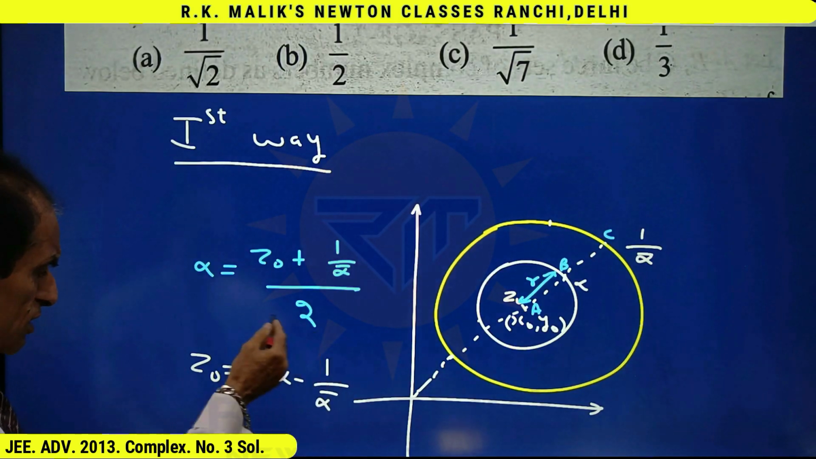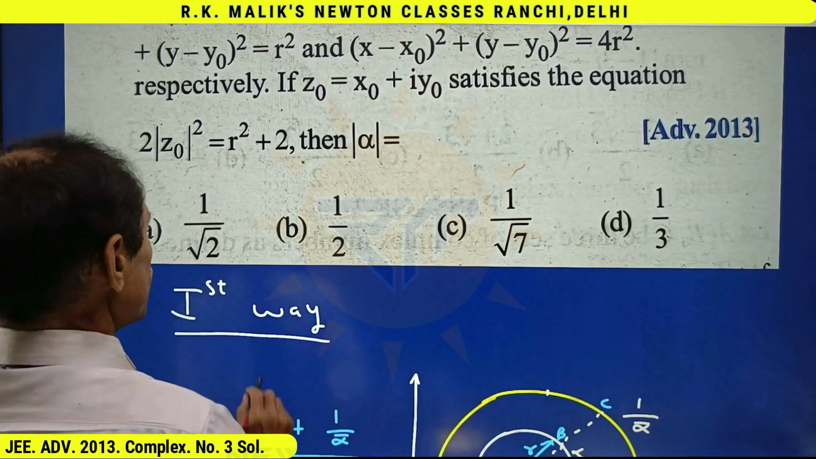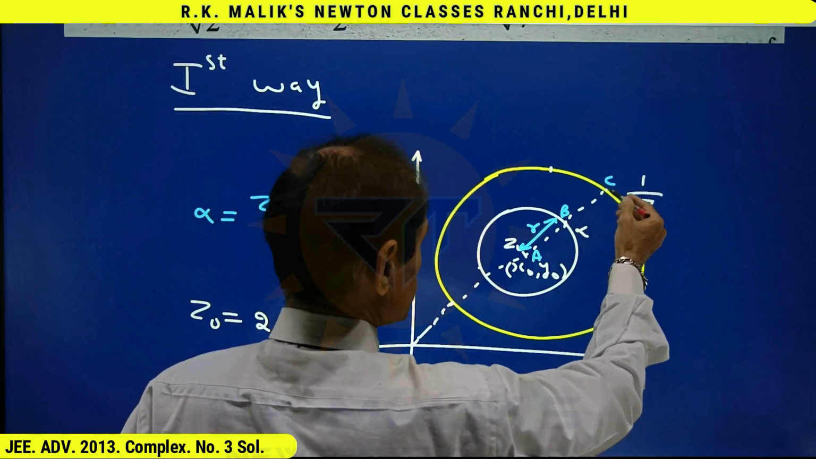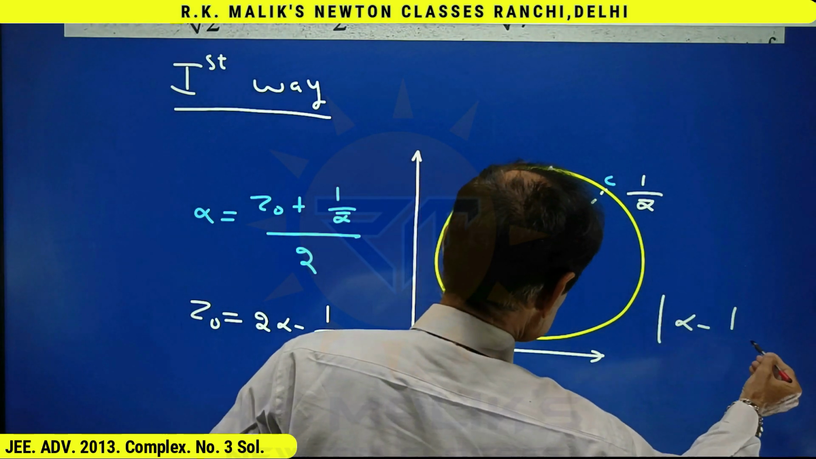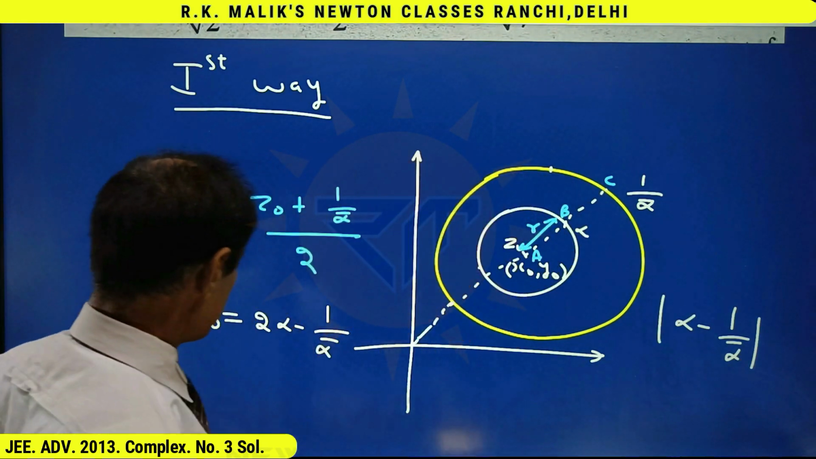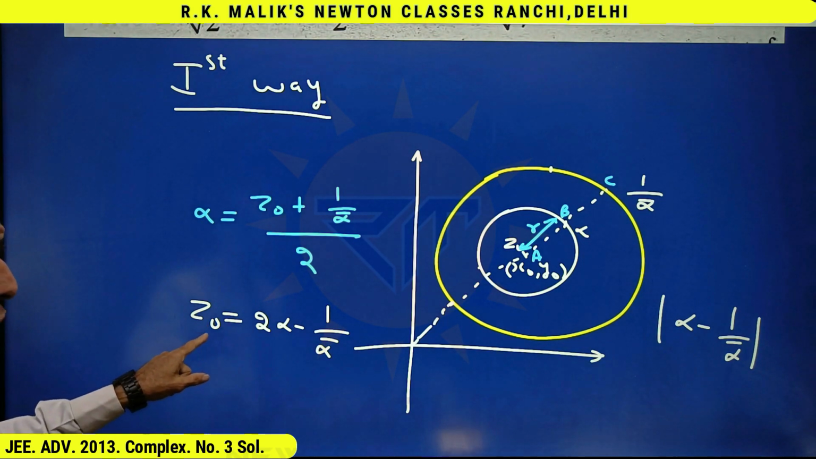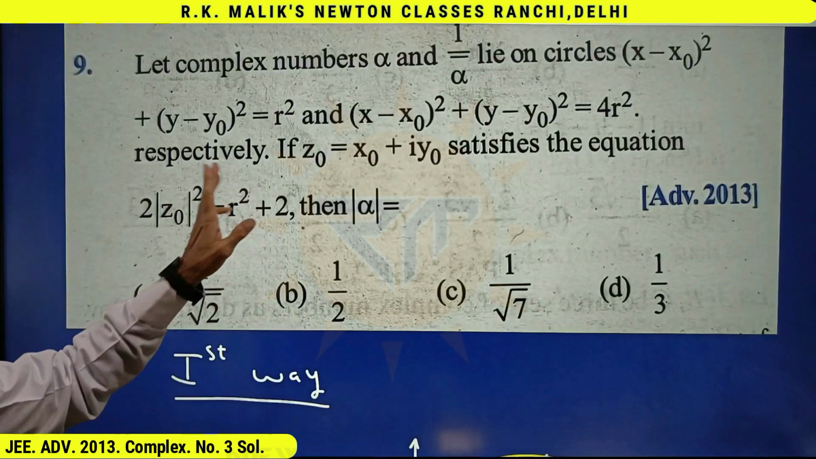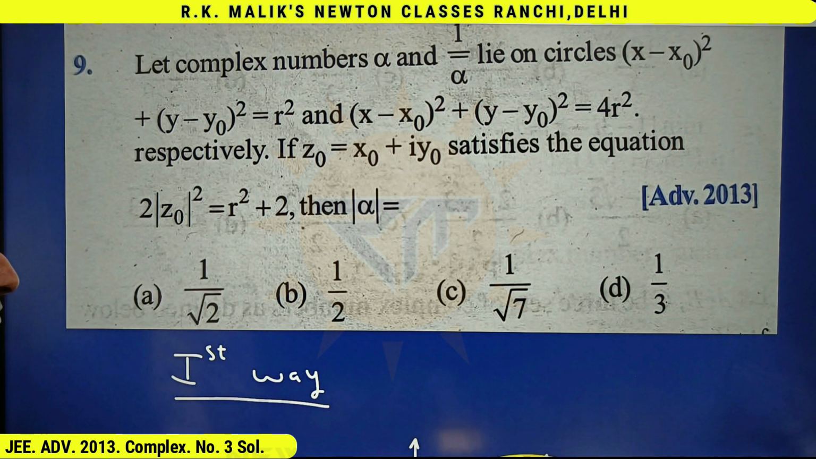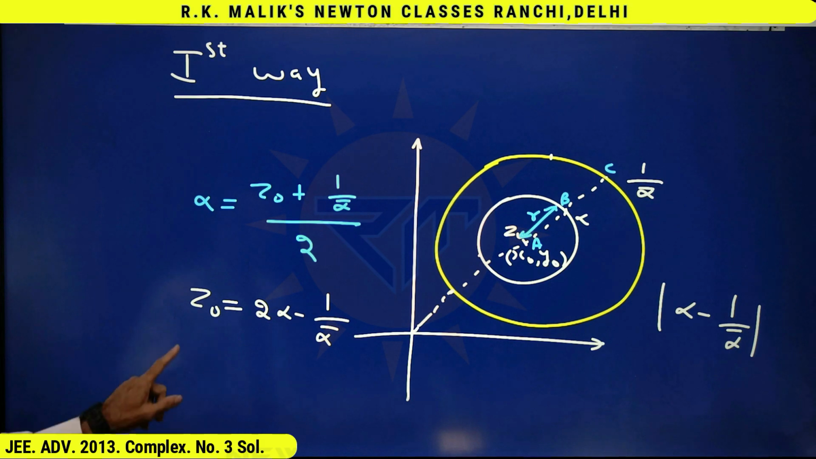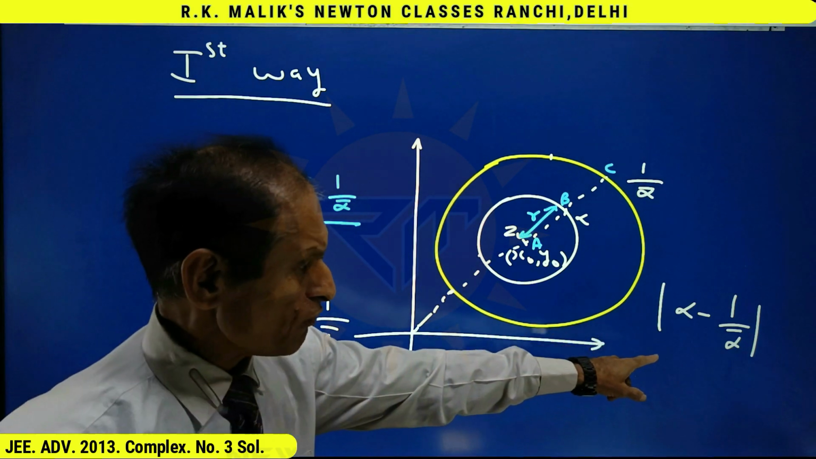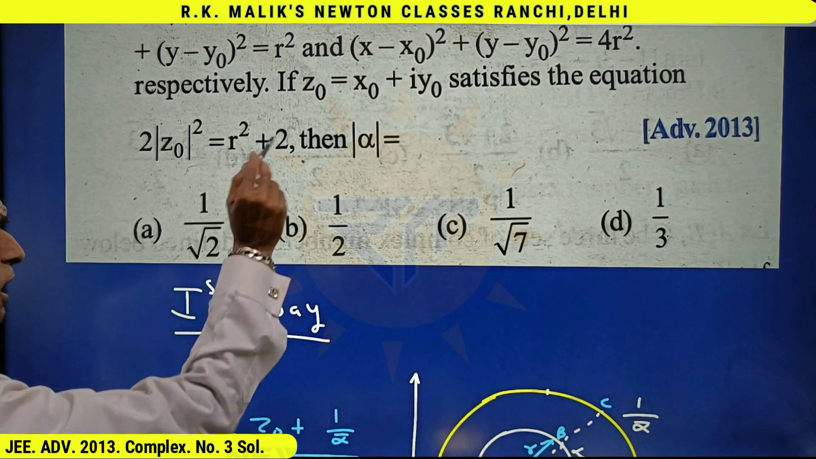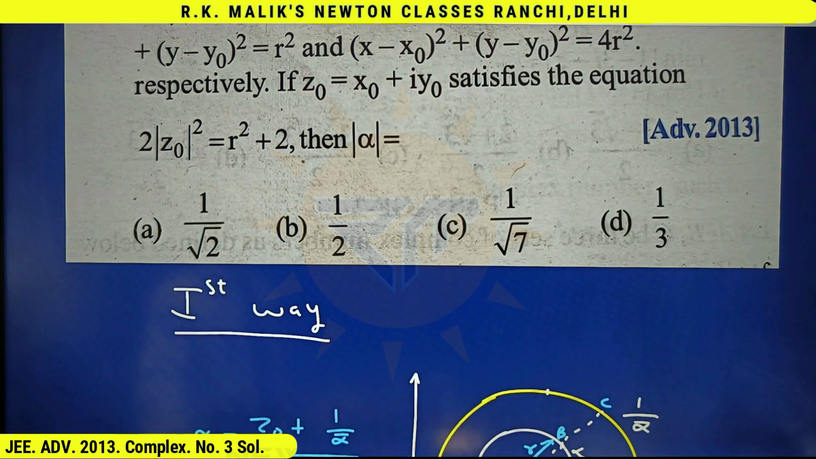And now, using this value of z0 and the value of r, I use mod of alpha minus 1 by alpha bar. If I use this value of z0 and this value of r in this equation, I'll get an equation in mod alpha, and from there I can easily find the value of mod alpha. See what I'm going to do.